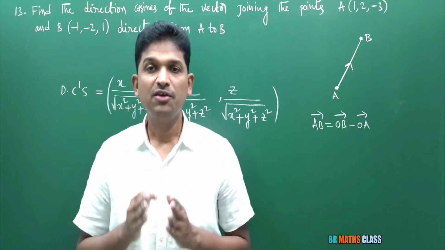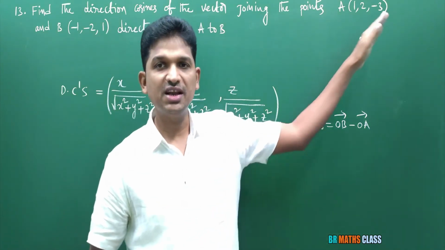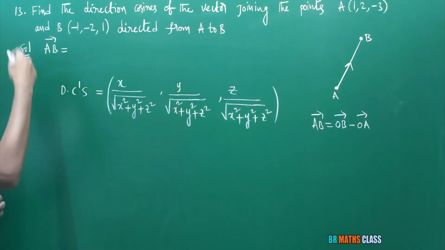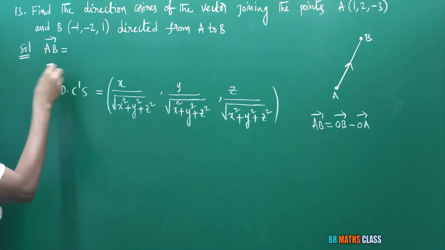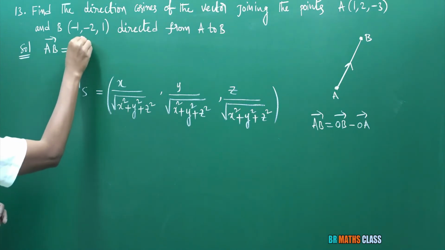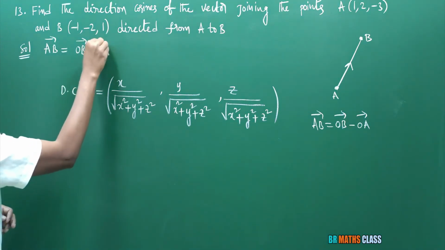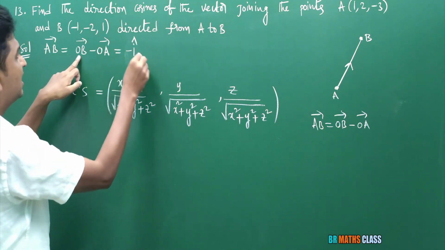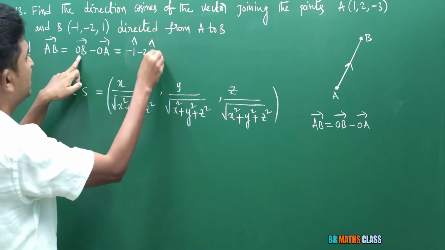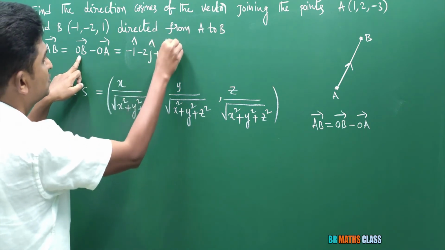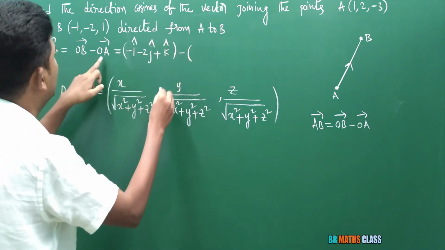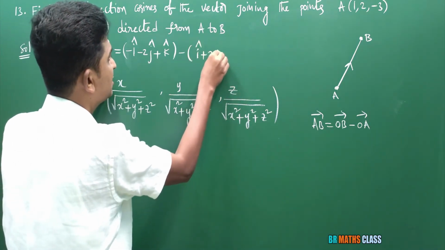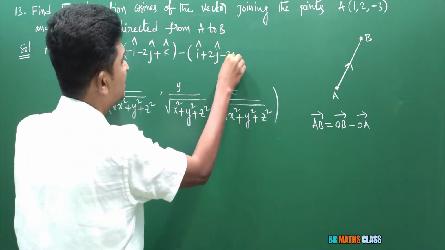What do we need to find? We need to find direction cosines of the vector AB bar. For that, I need the vector AB bar. I know the formula to calculate the vector AB bar. What is the formula for AB bar? The formula for AB bar is OB bar minus OA bar. Okay, what is OB bar? OB bar is minus I cap minus 2j cap plus k cap. This is OB bar minus OA bar. What is OA bar? OA bar is I cap plus 2j cap minus 3k cap.